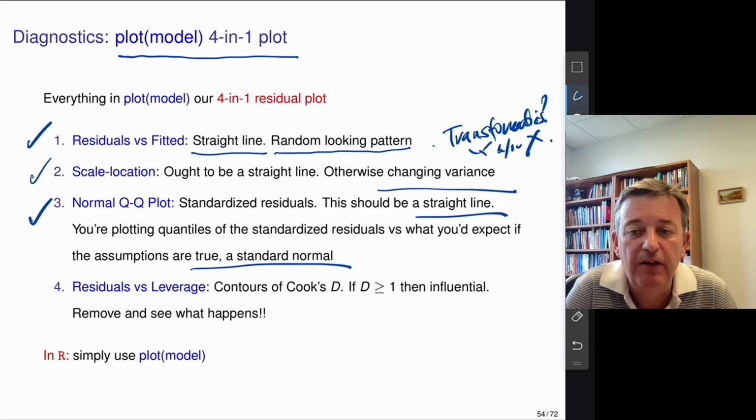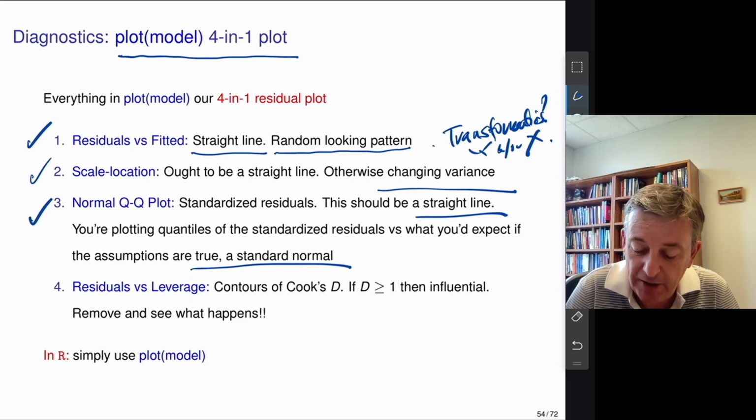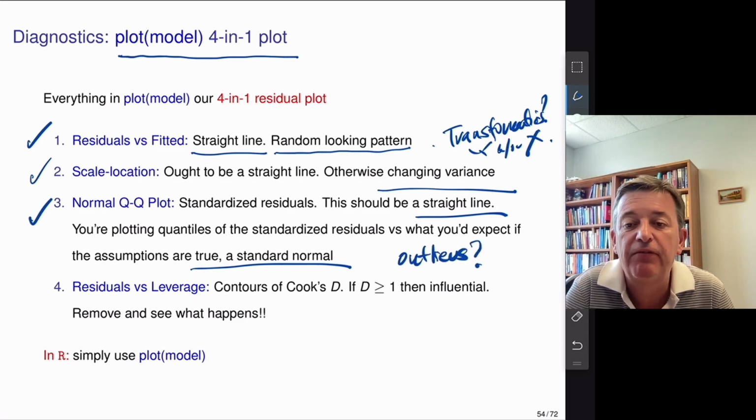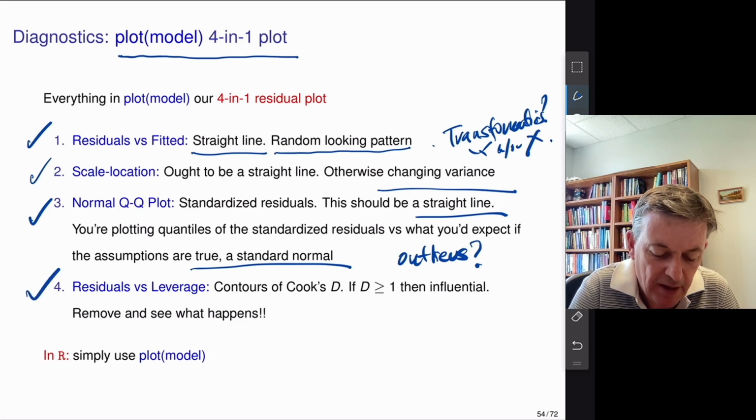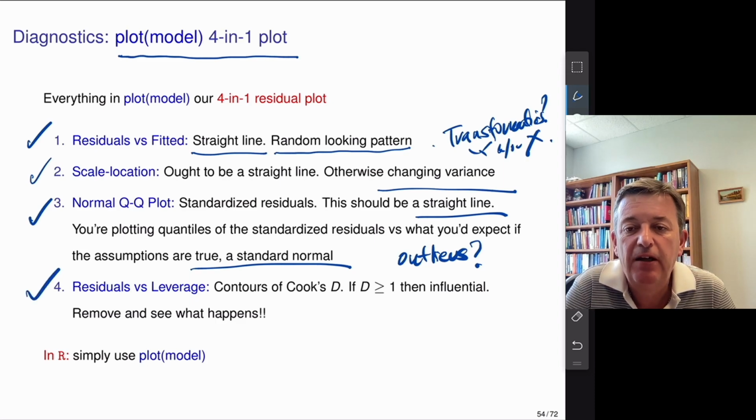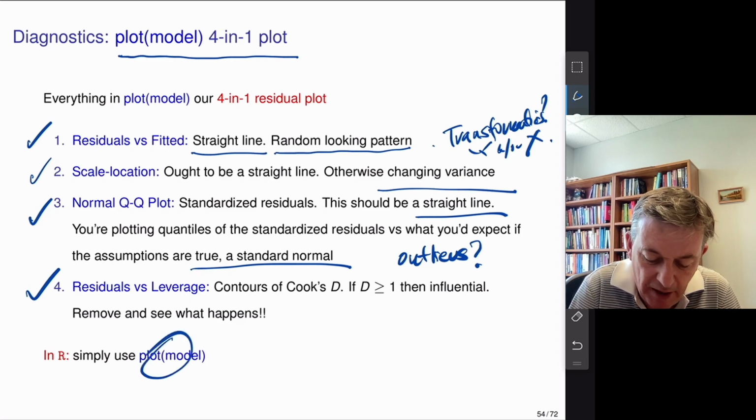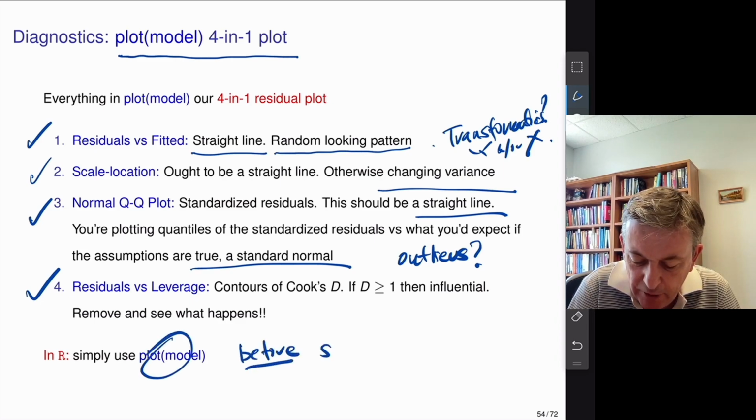Any kind of deviation from a straight line, again, suggests transformations. And typically you get to see the outliers and the extremes. You get to see which points are missing on the left side or on the right side. And then finally, Cook's D will try and find influential points. In R, you simply use the plot model command, and you do all of this before your summary model command.